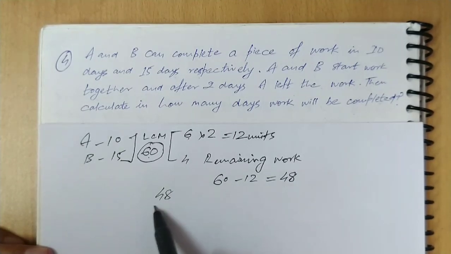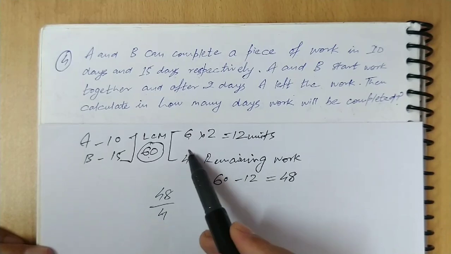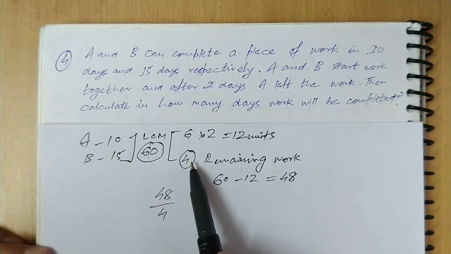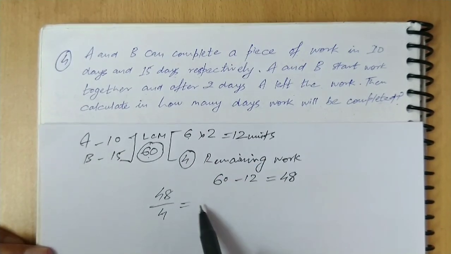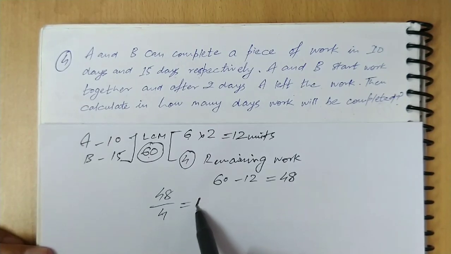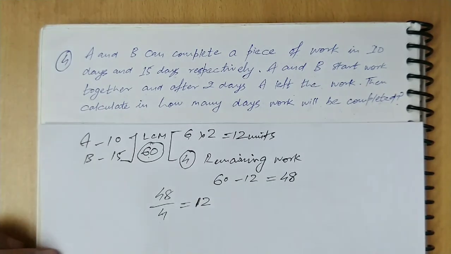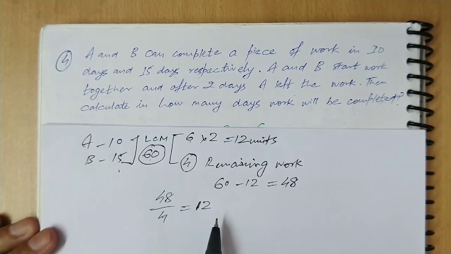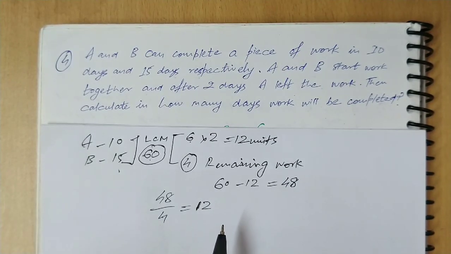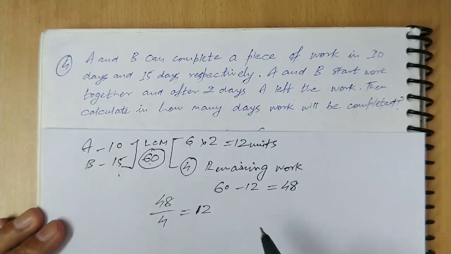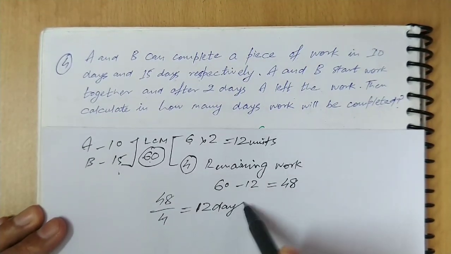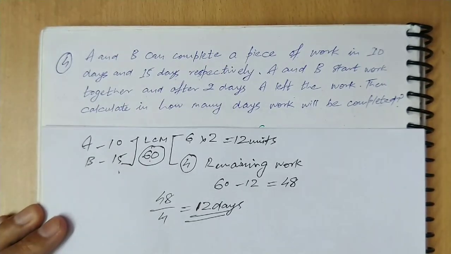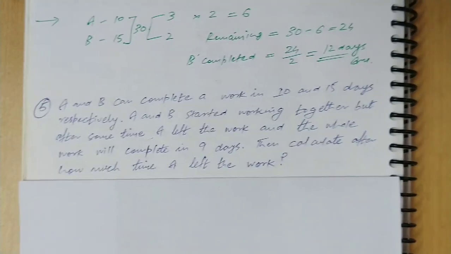Now 48 divided by 4. 4 is the efficiency of B, his one day work. So 48 divided by 4 we get 12. So that means B works for how many days? 12 days. Starting with A, he will require 12 days to complete the whole work. So 12 is our answer. Alright, moving on to the next question.